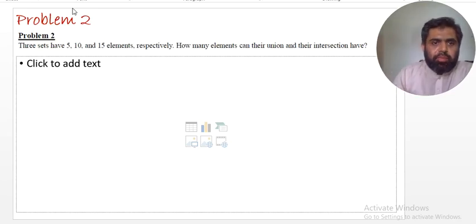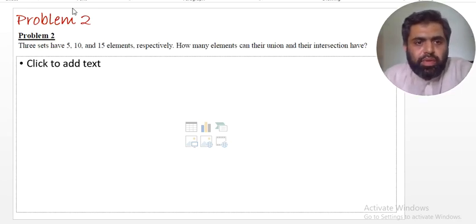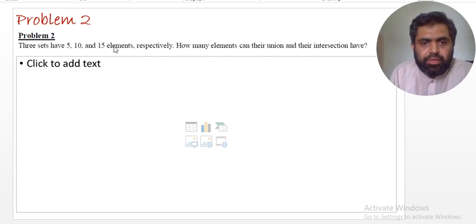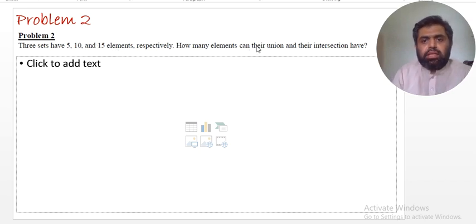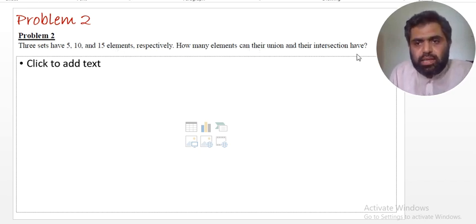Okay, let's go with problem number two. So problem number two says we are given three sets. They have sizes 5, 10 and 15. How many elements can their union and their intersection have? इस तरह का problem हमने assignment 1 में किया था.